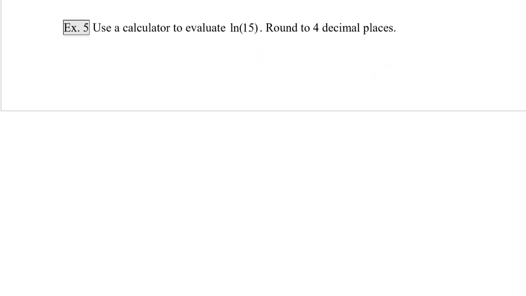Example 5, use a calculator to evaluate the natural log of 15. Round to 4 decimal places. So find the natural log button on your calculator and evaluate the natural log of 15. This is approximately equal to 2.7081.